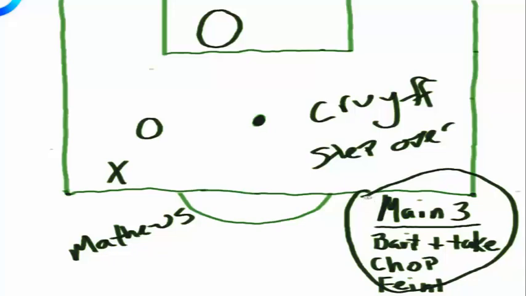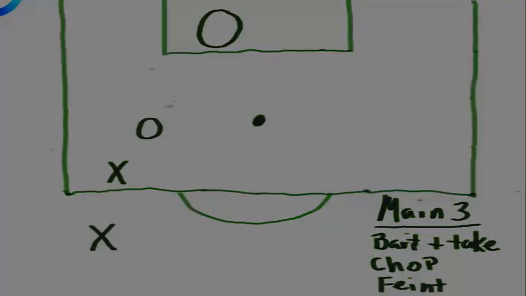But let's get on to the second way you can create space to shoot, which is going to be using a teammate's run. So let's get into that.